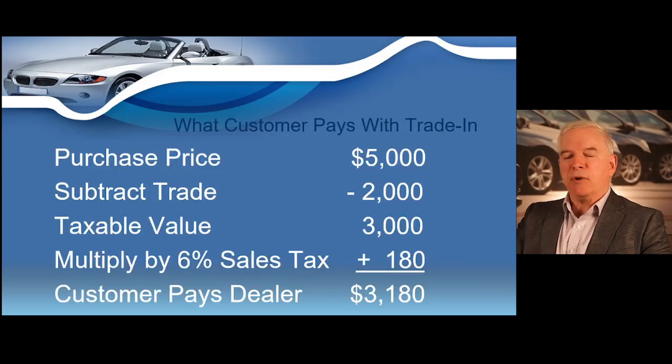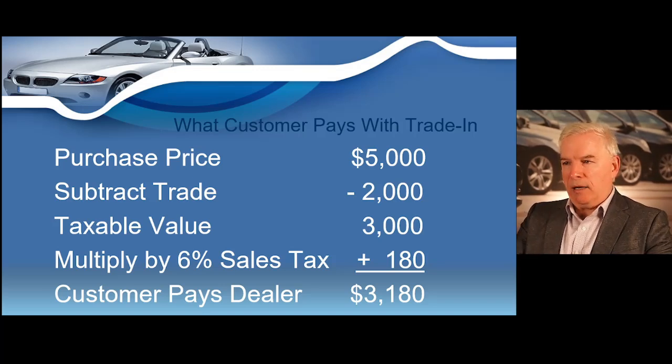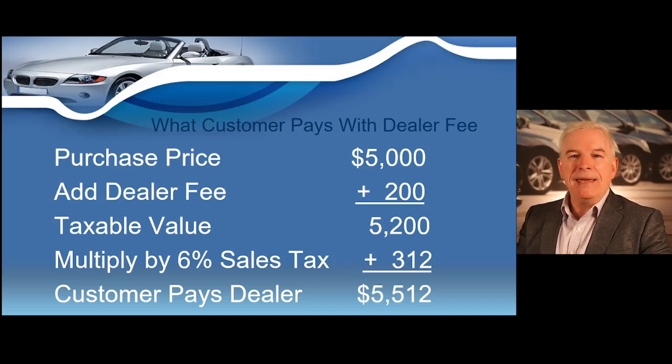So let's make this real easy here. Let's say, for example, you're selling a $5,000 car and you're taking a $2,000 trade-in. So what we're going to do, we'll take the purchase price of the vehicle of $5,000. We're going to subtract the $2,000, which will equal a taxable value of $3,000. And then we're going to multiply the $3,000 by the state sales tax rate of 6%, which would be $180. So a person that buys a vehicle from you for $5,000 with a $2,000 trade-in, the customer is going to pay the dealer about $3,180.